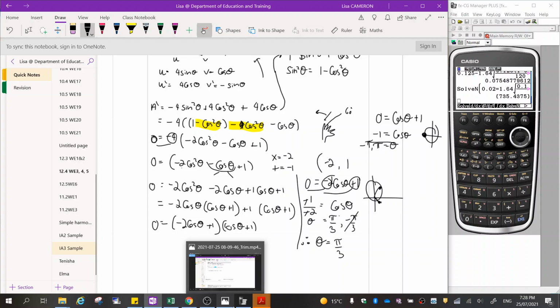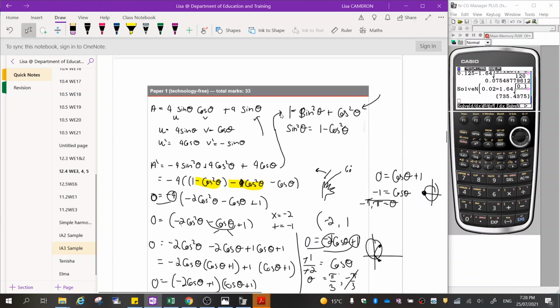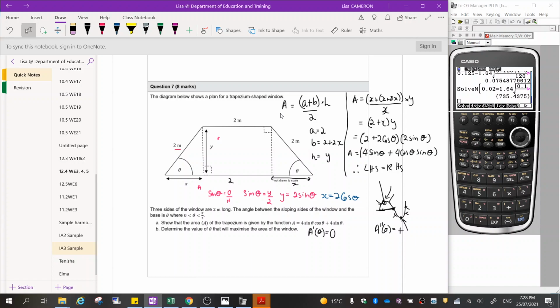Now, I believe it asks you to do something else. So let's go back and read the question, because they've given us a lot of space, which means there's probably something else we need to do. Determine the value of theta that will maximize the area of the window. I believe that we have found the value of theta that will maximize the area of the window, but this word in maths, especially in methods, normally alludes to having to test the values for the maximums. So let's give it a red hot crack. We've got the time.